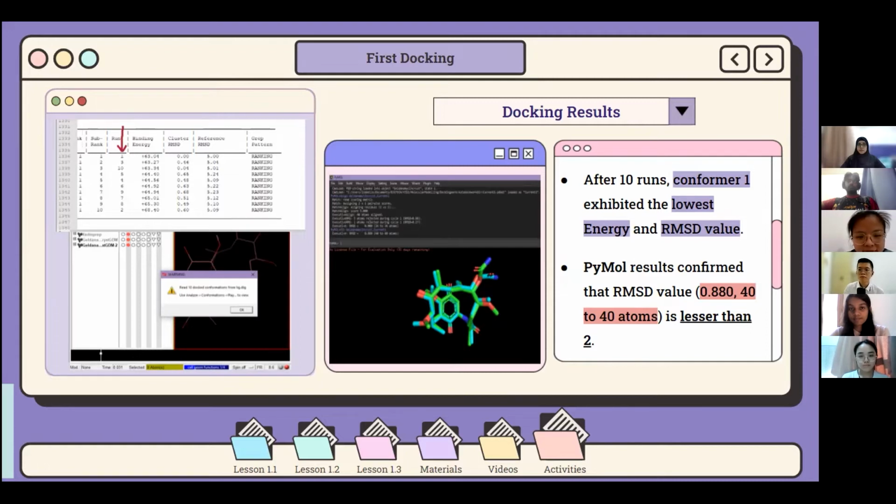Using AutoDock to carry out the run, the conformer that has the lowest RMSD value, which is 0.00, was taken as a reference conformer. In addition, we also ran PyMOL to calculate the RMSD value of complex 1. Fortunately, the PyMOL result determines the RMSD value of complex 1 is less than 2, which is 0.880.